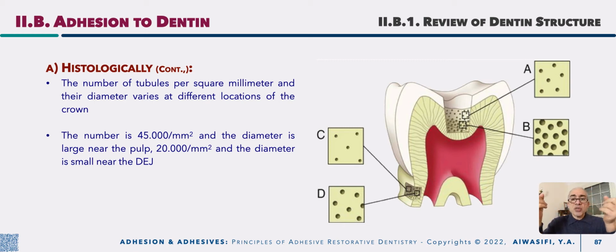While near the pulp, they start to enlarge their diameter and at the same time converge and approach each other until they become about 45 thousand dentinal tubules per square millimeter. If you imagine this creation, you will discover that this orientation or this architecture is a normal protective action from God to the pulp.